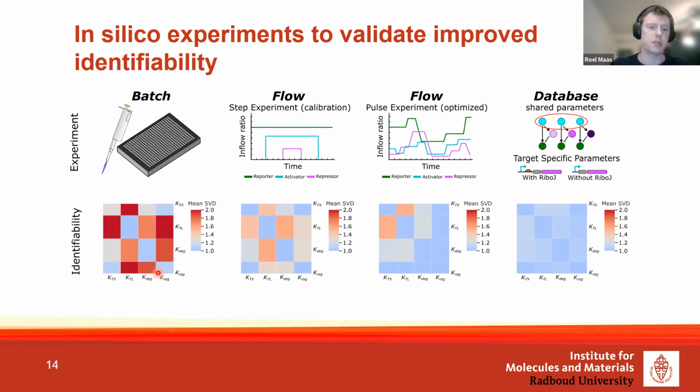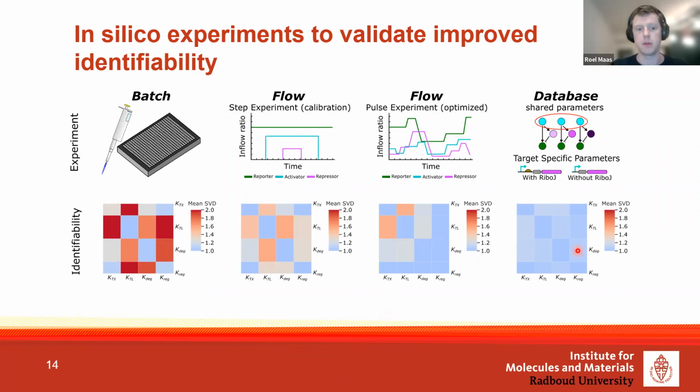On the bottom, what you see is the pairwise collinearity between the parameters. The redder the box, the more collinear the parameters are, so the worse the identifiability. What you see is that when you go from a batch to a flow, there's already a huge improvement in the identifiability. And when you go from a normal flow experiment to an optimized flow experiment, and on to the global data fitting, we see further improvement in the identifiability.